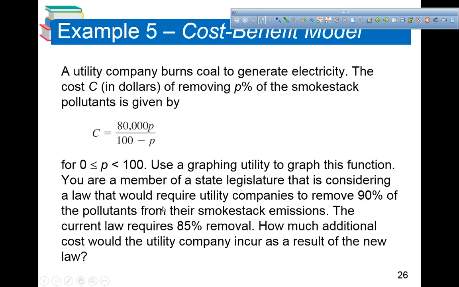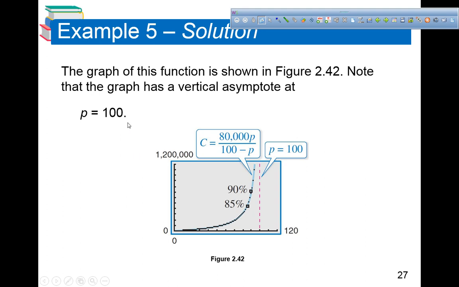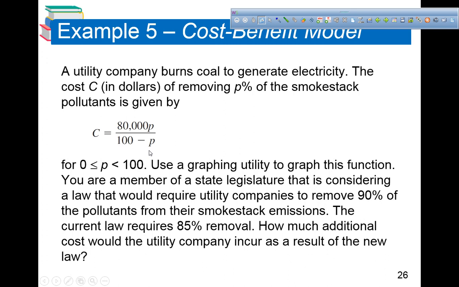I just want to show you this. So there are some real life applications of this stuff, okay? This is a rational function where this is the proportion or the percent of pollutants in a smokestack, and this is how much it costs to remove a certain percentage. So if they remove 85%, I plug in 85 in here, and that'll give me how much it costs to remove the pollutant. If I want to know how much it costs to remove 90%, I plug in 90 in here.